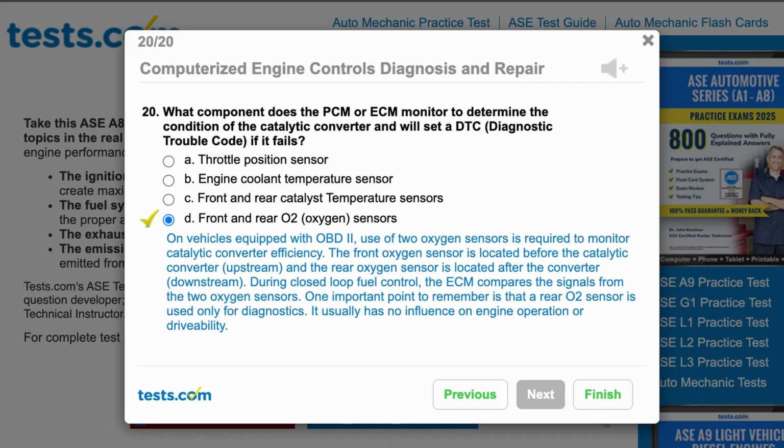D. Front and rear O2 or oxygen sensors. On vehicles equipped with OBD2, use of two oxygen sensors is required to monitor catalytic converter efficiency. The front oxygen sensor is located before the catalytic converter, upstream, and the rear oxygen sensor is located after the converter, downstream. During closed-loop fuel control, the ECM compares the signals from the two oxygen sensors. One important point to remember is that a rear O2 sensor is used only for diagnostics. It usually has no influence on engine operation or drivability.